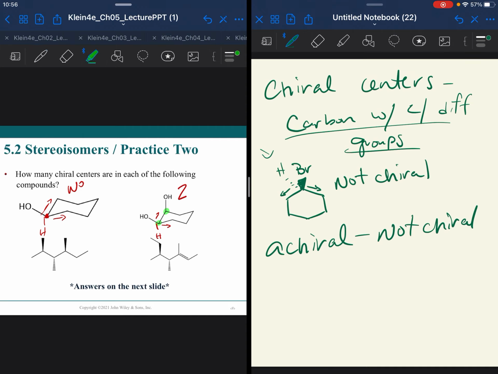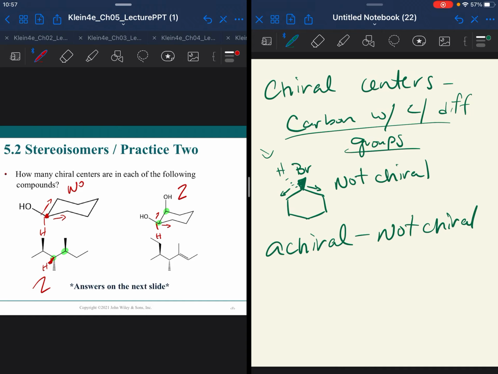In this example down here, again, we only have 2. And the reason is, look at all the groups, right? We have a methyl coming or going away from us. That means there would be a hydrogen coming towards us. On one side, there's an isopropyl, and on the other side, there's a sec-butyl.